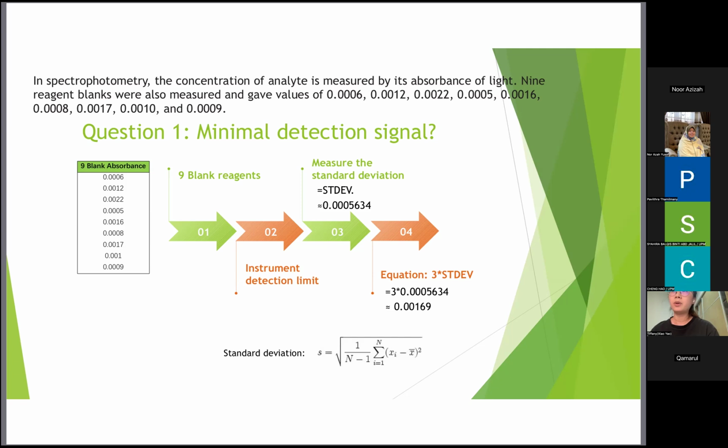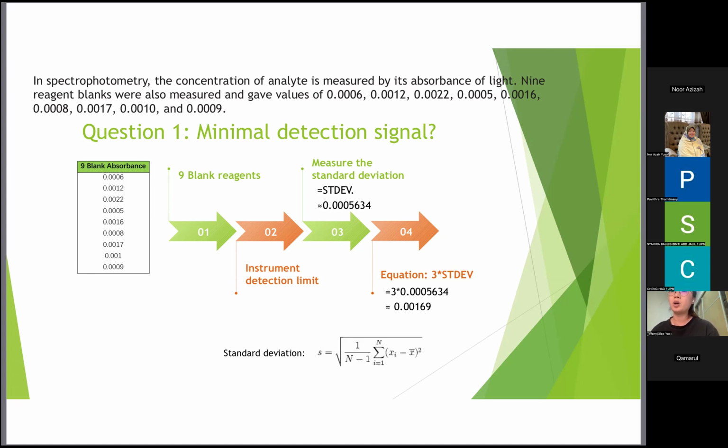And actually, most analytical instruments produce a signal even when the blank is measured. The signal is referred to as the instrument background level. And also the instrument detection limit is the analyte concentration that is required to produce a signal greater than 3 standard deviations of the background level.